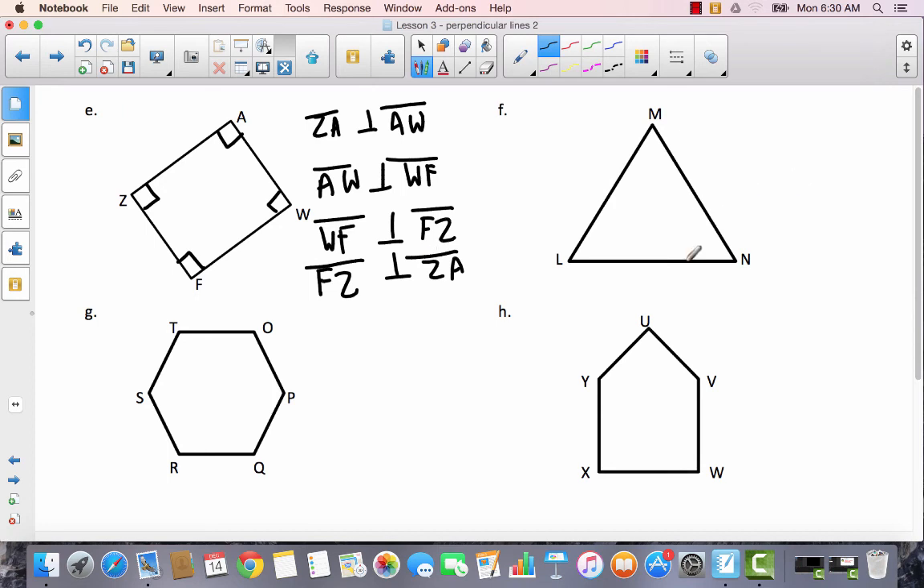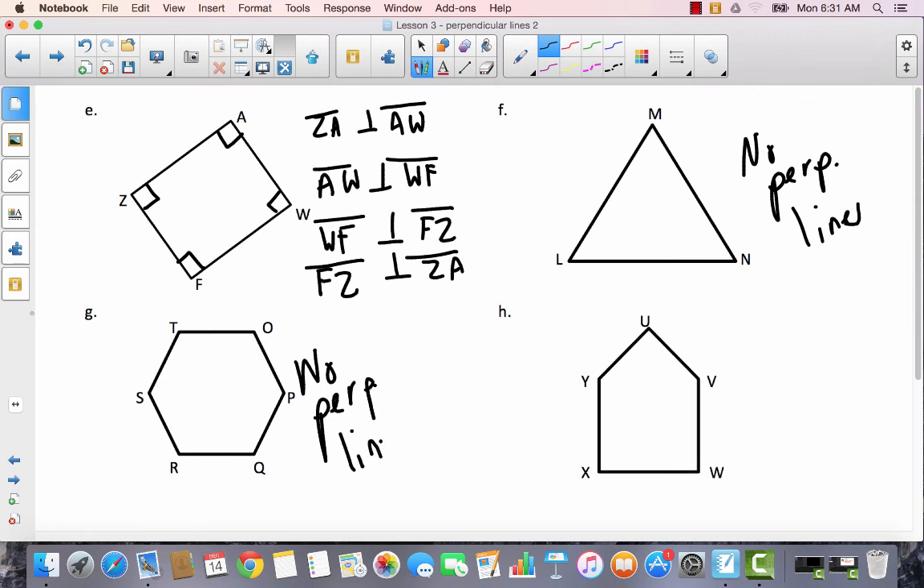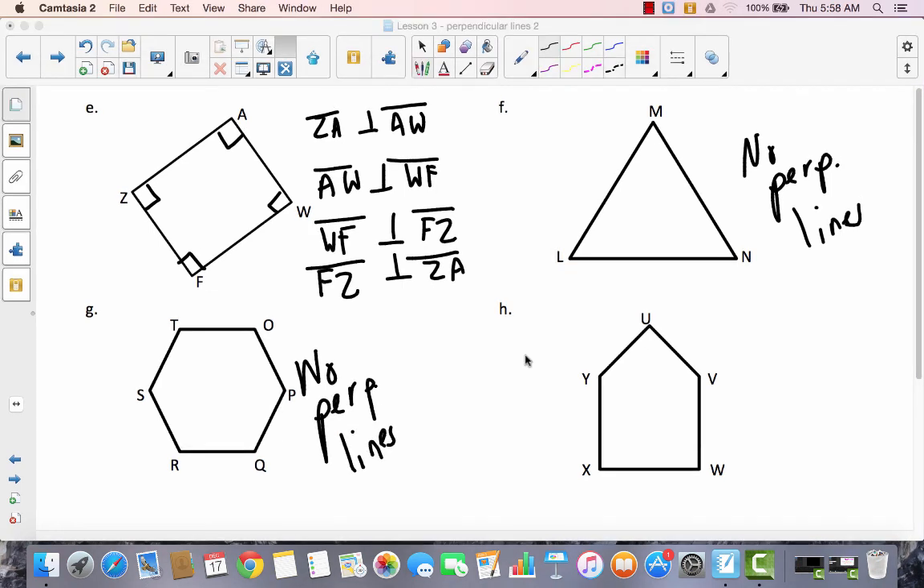All right, so what do you think about figure F? Do you see any perpendicular lines? I don't either. So we have no perpendicular lines in this figure either, okay? Did you find any perpendicular lines in figure G? Me either. So we have no perpendicular lines in figure G either.